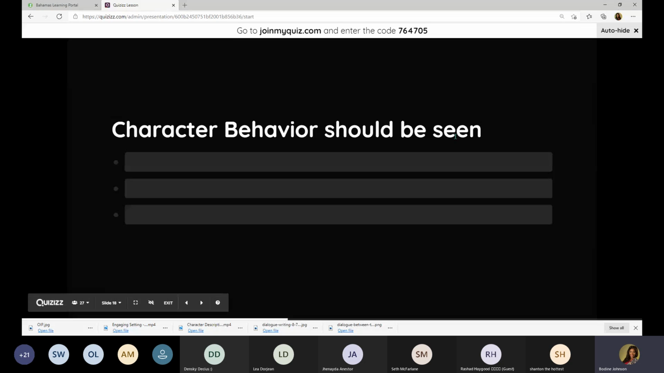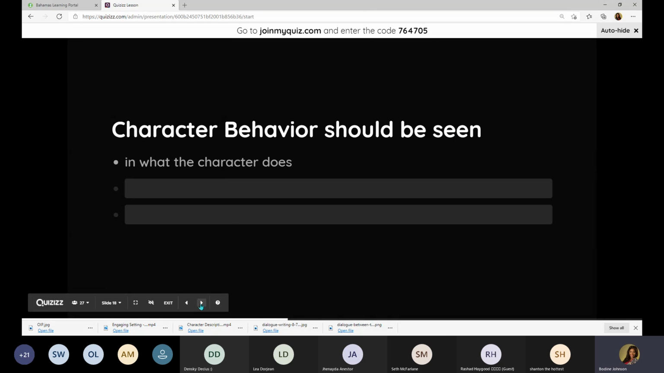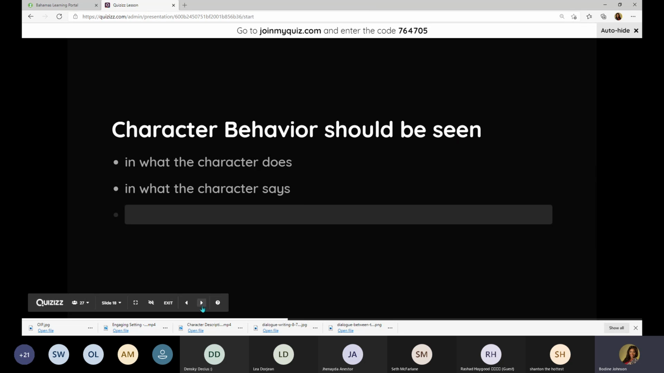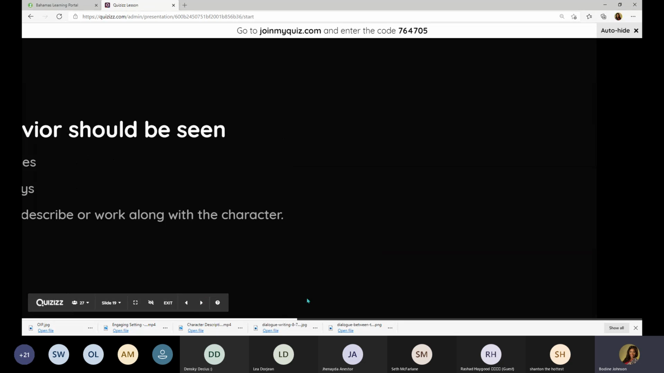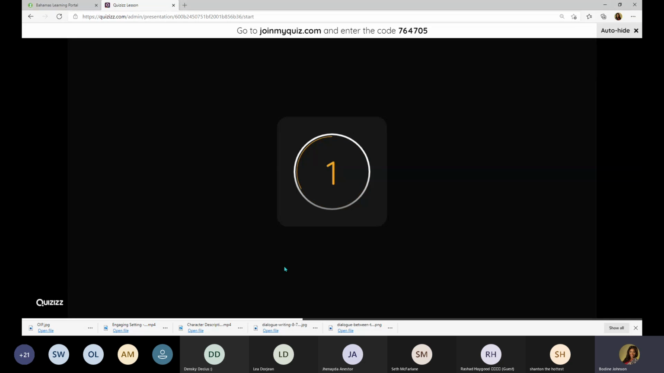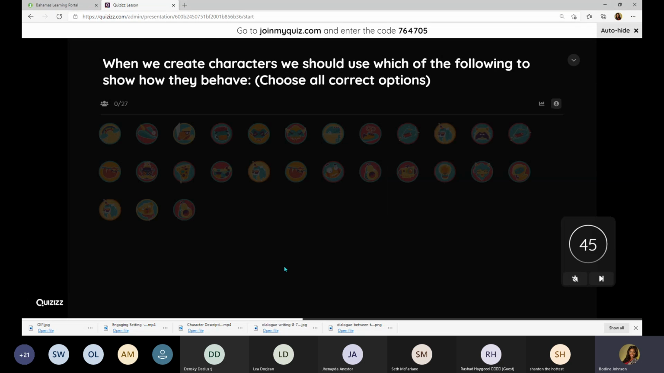Character behavior should be seen in what the character does, in what the character says, and in how other characters describe or work along with the character. Now, this is the second time I say this. Why do you think that I am repeating this? I am repeating this because I really want y'all to think about when you create your characters, you need to be able to give them things that would help the reader to see, like see with their eyes or see the words that are on the screen. Let's go with the next example.